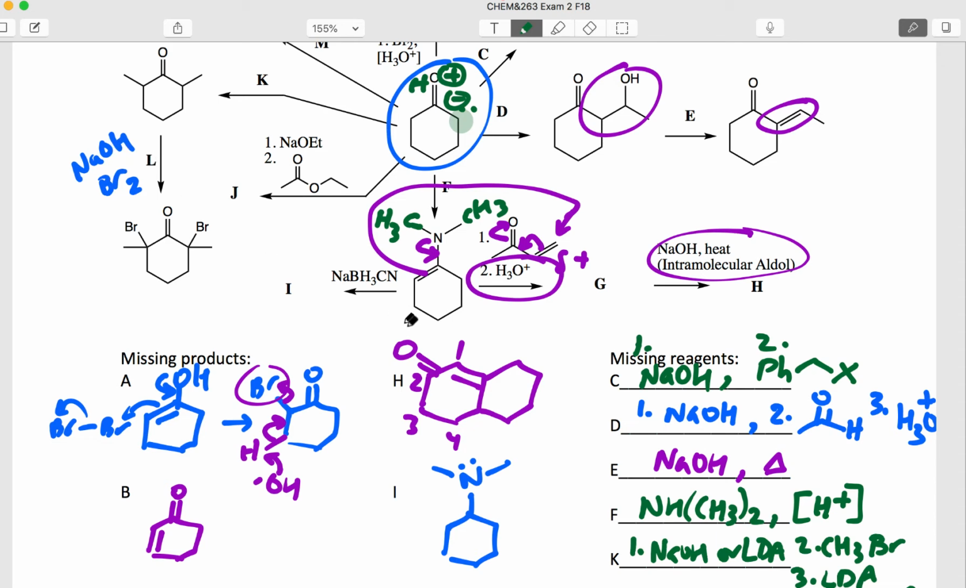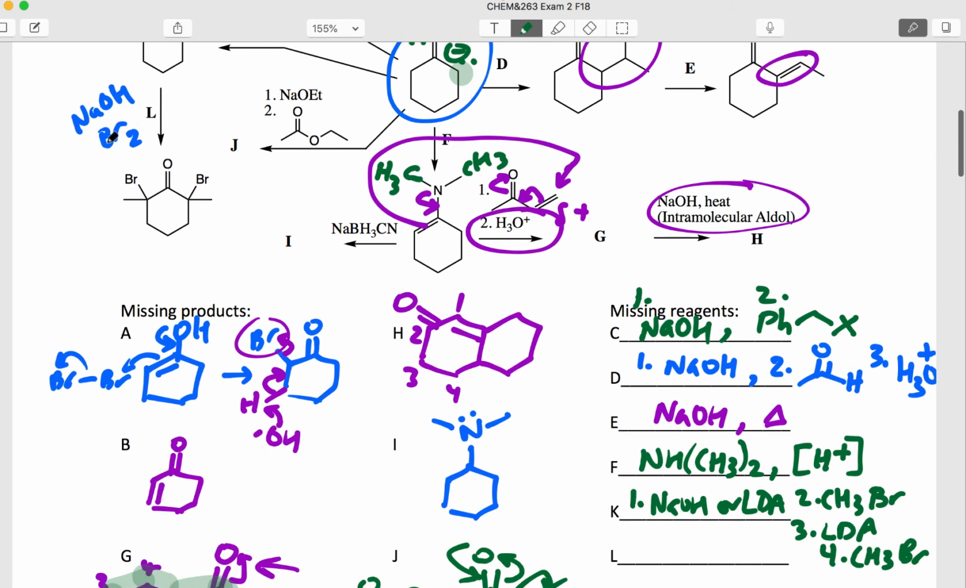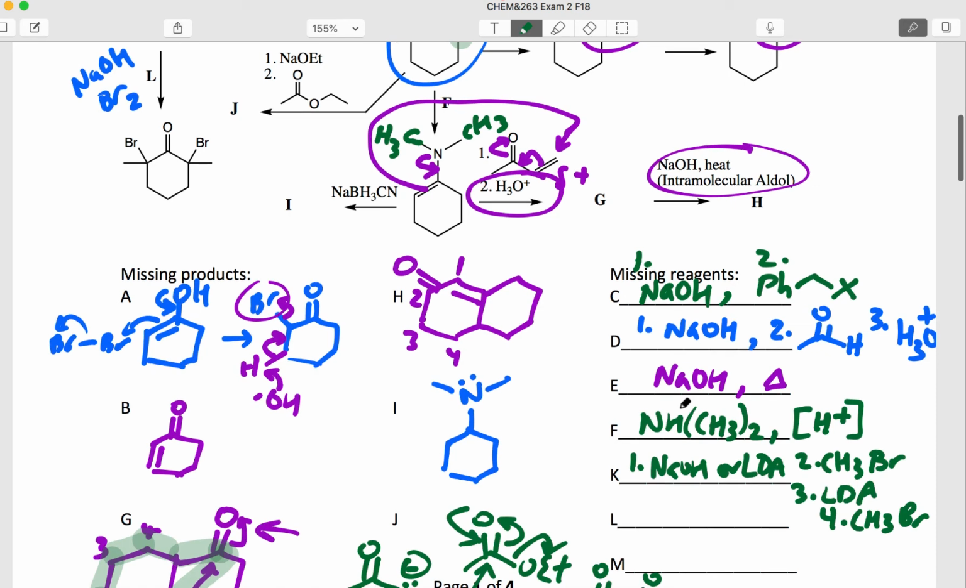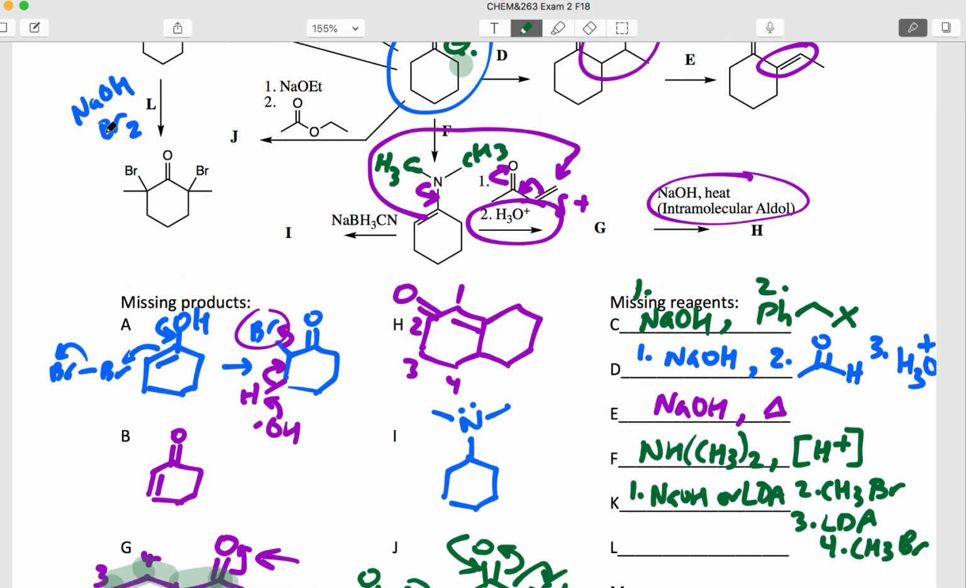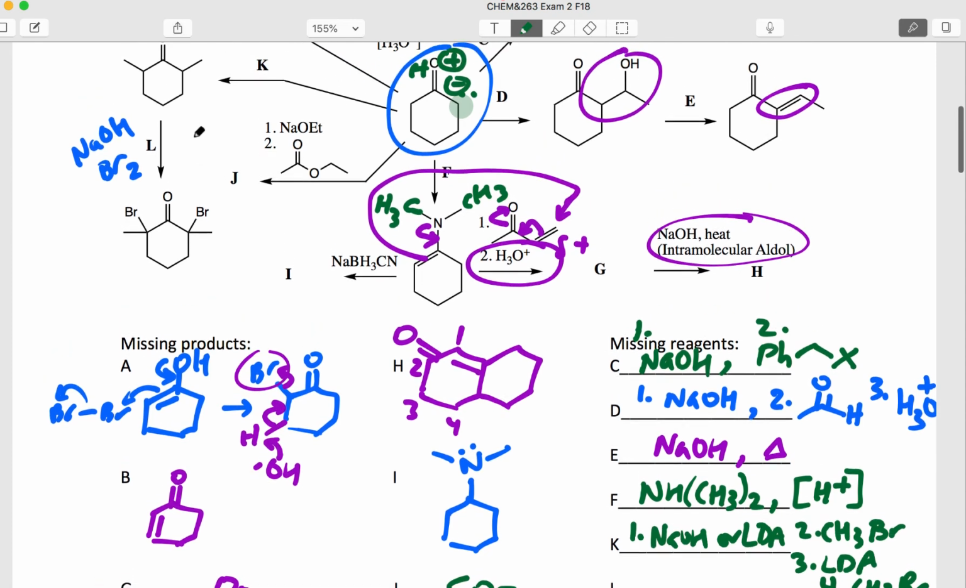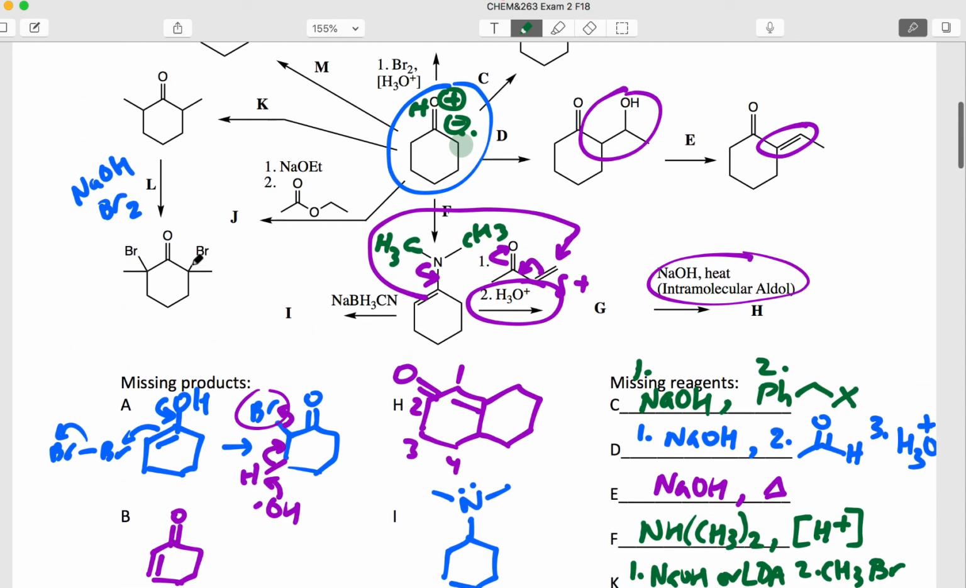L, like I said, is excess NaOH and excess Br2. Again, you can do it in steps: NaOH, Br2, third step NaOH, fourth step Br2 again, just to do each side separately. Or you could just say NaOH excess, Br2 excess.